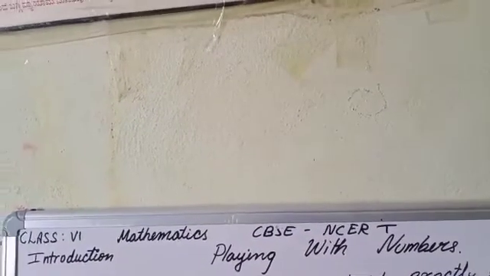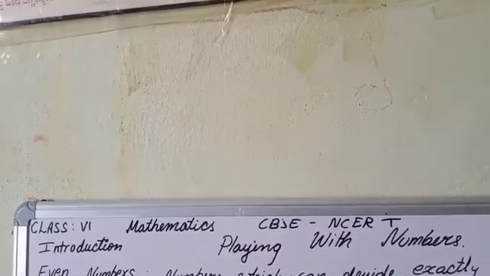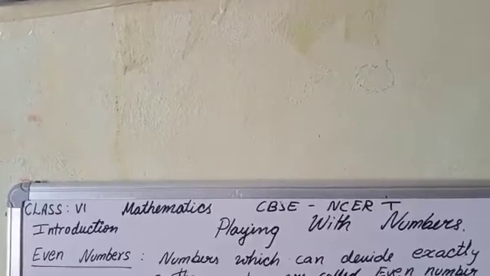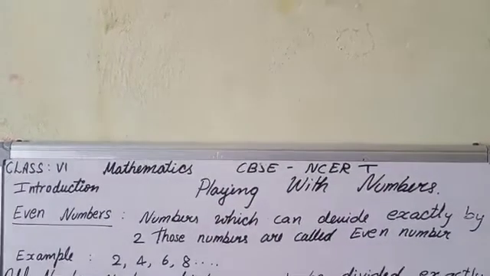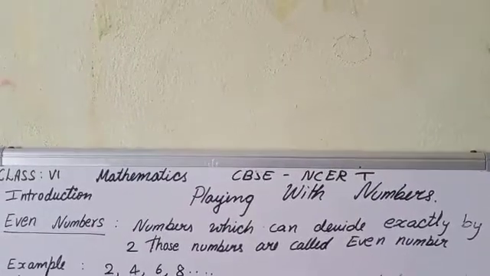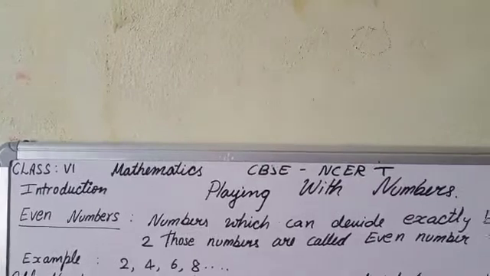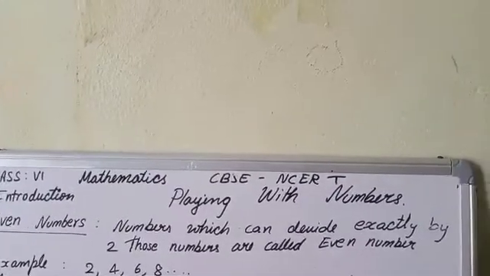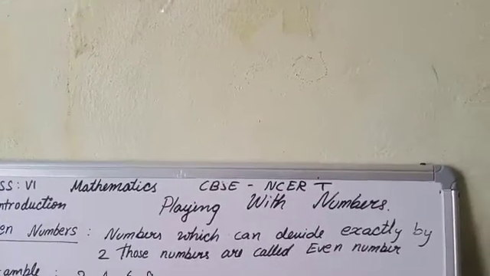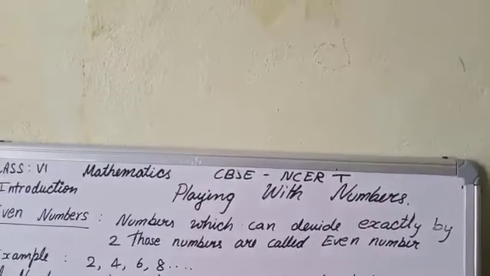Numbers, usually we begin from 1, 2, 3, 4. Those numbers are called natural numbers. Among the numbers we can see that some numbers can be divided into two exact parts. We can make two equal groups. Those numbers are called even numbers. Numbers which can be divided exactly by 2 are called even numbers.